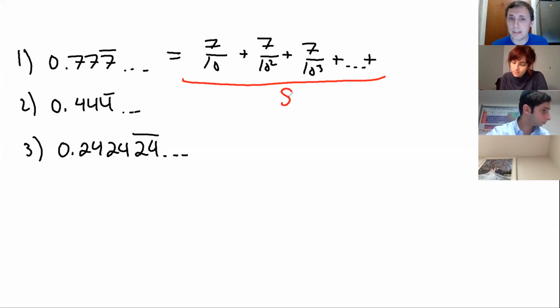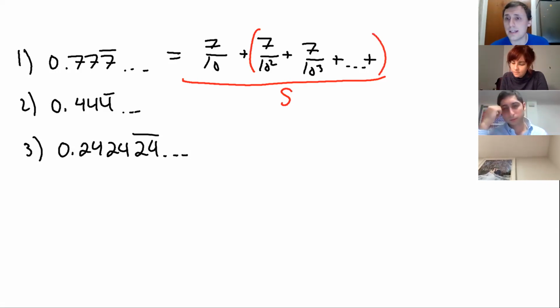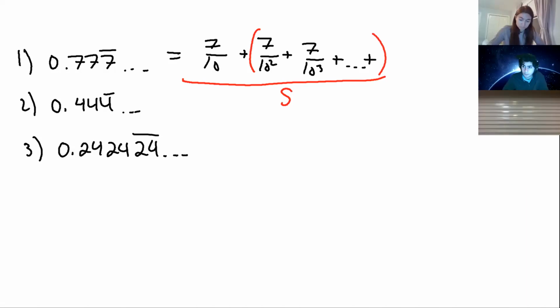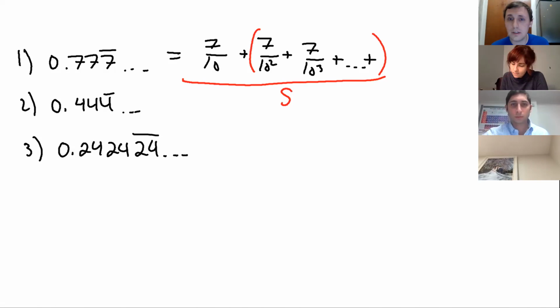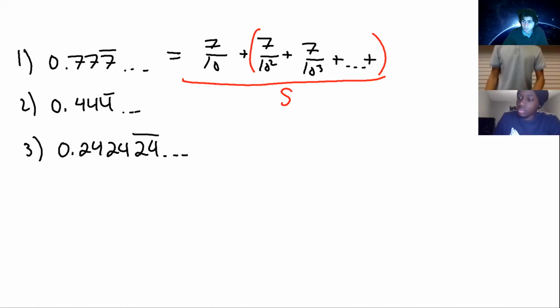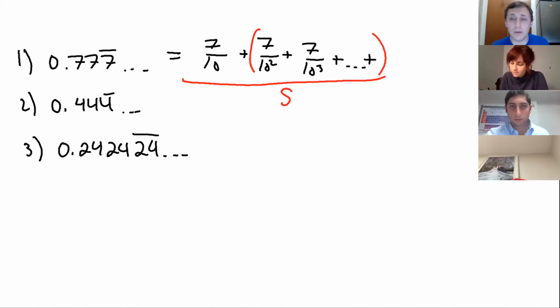This is my S. Now, if this is my S, this in parentheses also looks like an S, except I need to change a little bit. What I change is I factor something out. You agree? I factor something out, and what do I factor out? I factor 1 over 10.